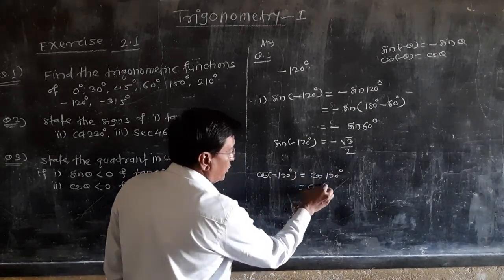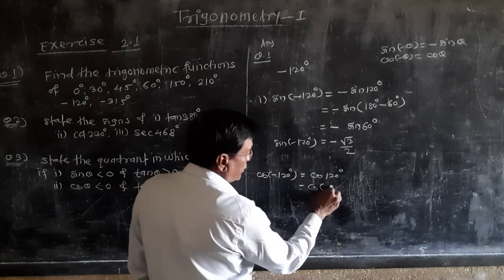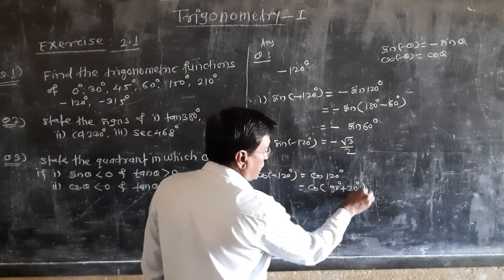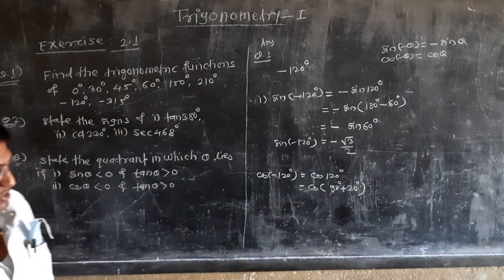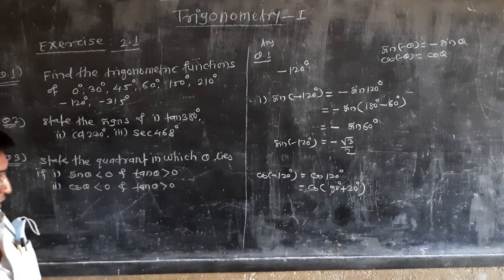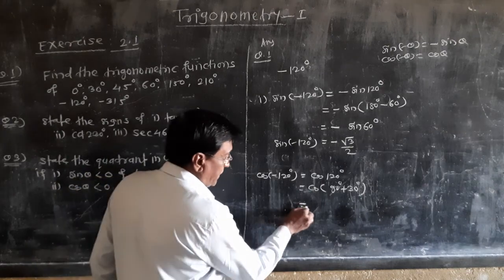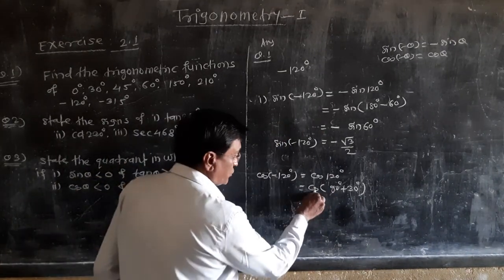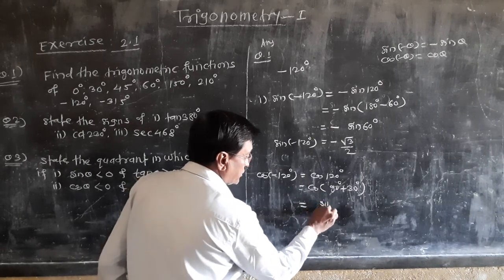So that 120 degree I will express now as 90 degree plus 30 degree as you like. Otherwise 180 minus 60, you can express as you like. Okay, so now simplify. This measure is along the y-axis, so that's why you should change this ratio. Then instead of cos we write the sin.